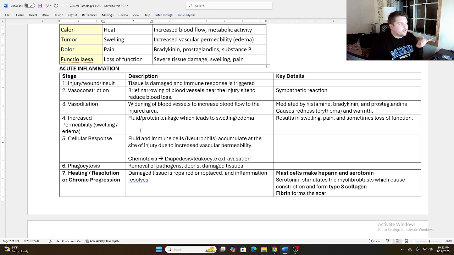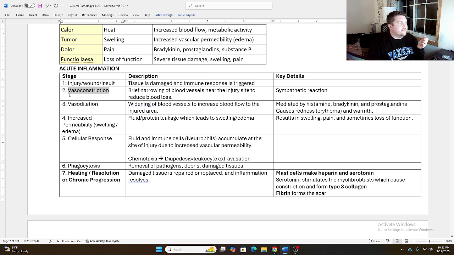Now we break inflammation into acute versus chronic. Most of what we're going to talk about is acute inflammation, as that's typically what we deal with more, and it has a specific and defined process. There are 7 steps to acute inflammation. We get the injury, the tissue is damaged, and an immune response is triggered.